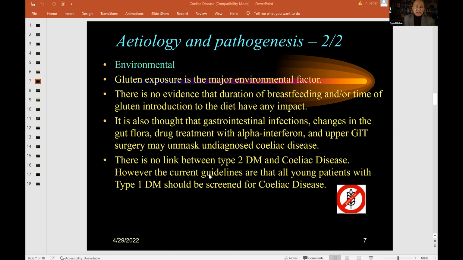There is no link between type 2 diabetes and celiac disease. However, the current guidelines suggest that all young patients with type 1 diabetes should be screened for celiac disease. By the way, this symbol underneath in a red circle is the warning sign for gluten sensitivity or wheat sensitivity.